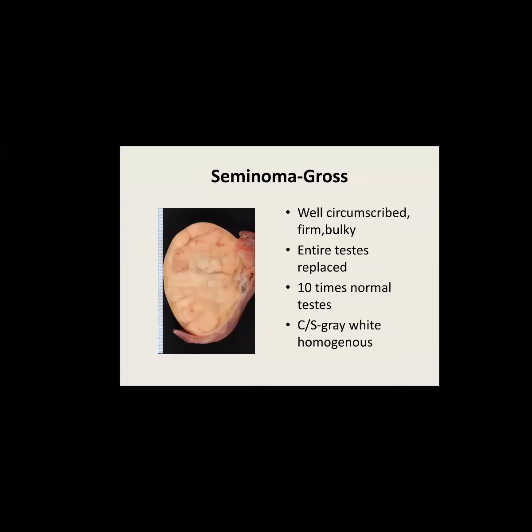What we see in the gross is this: when we receive the resected specimen from the surgeon, it is fixed in 10% buffered formalin, so you will find the tissues in the same original condition without getting distorted, all the structures. So how will the seminoma appear? This is the testis, and the mass is a well circumscribed, bulky mass, and almost the entire testis will be replaced by it. The weight will be 10 times the normal weight of the testis. When you cut it, it will be gray-white and homogeneous.